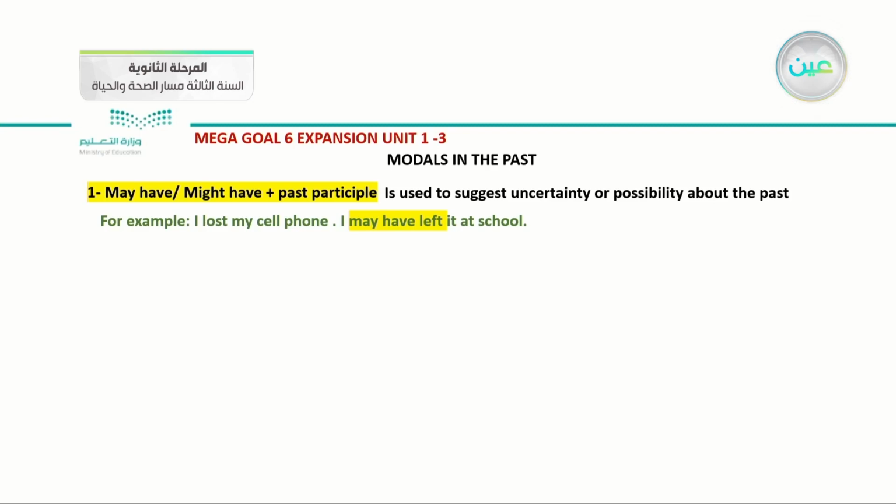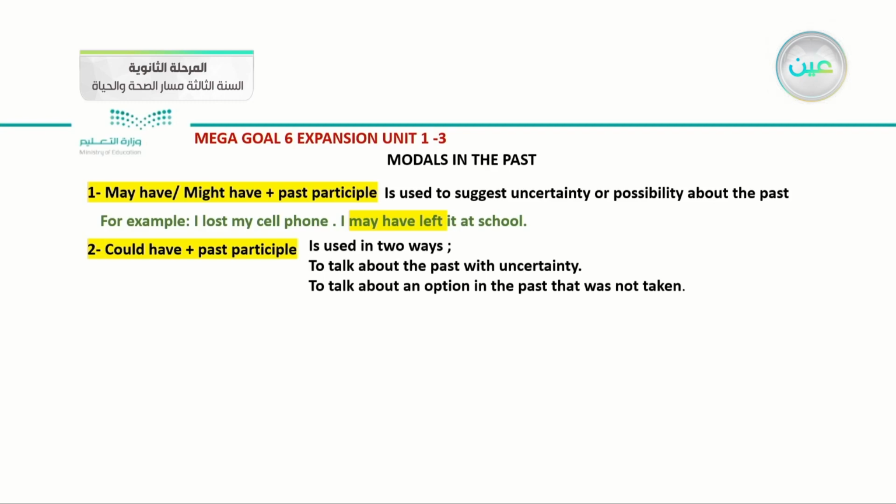Okay, what is the second situation for these modals in the past? We have could have. Also, when we want to use it, we should follow it with the past participle. And what is the usage of it? It's used in 2 ways. Could have plus past participle, we can use it in 2 ways. Number one, to talk about the past with uncertainty. This is the first situation. Number two, when I want to talk about an option in the past that was not taken, an option that was available in the past but not taken, I can use could have plus past participle.